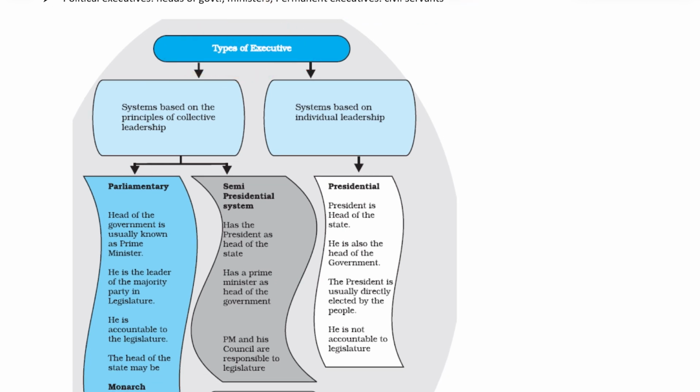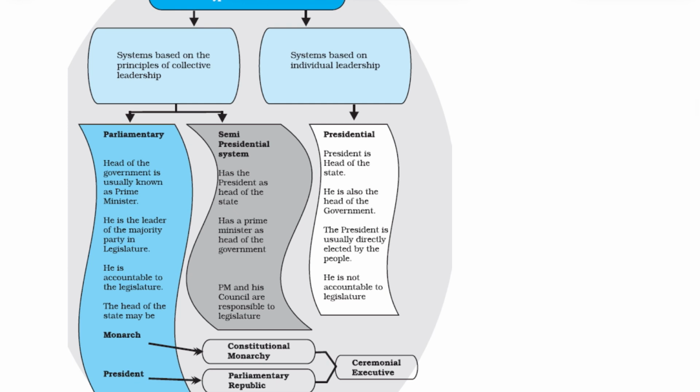So first is a system based on the principle of collective leadership. Second is the principle based on individual leadership. Collective leadership is basically where two or more people are responsible for leadership, whereas individual leadership is that the onus of all the decision making is on just one person. In collective leadership, we have two forms, which are the parliamentary form and the semi-presidential form, whereas in individual leadership, we have the presidential form.